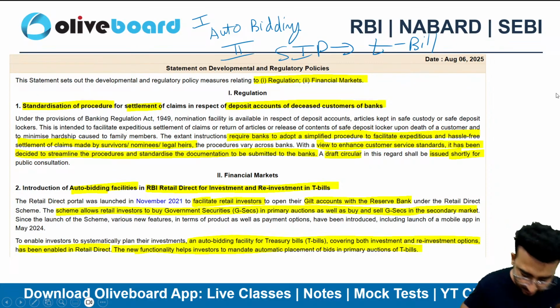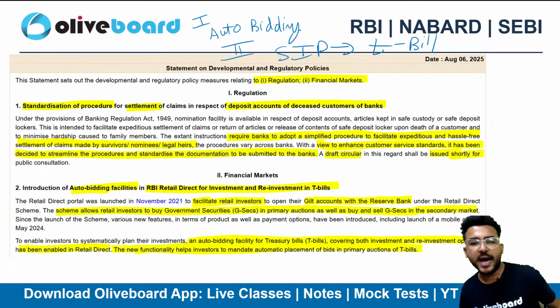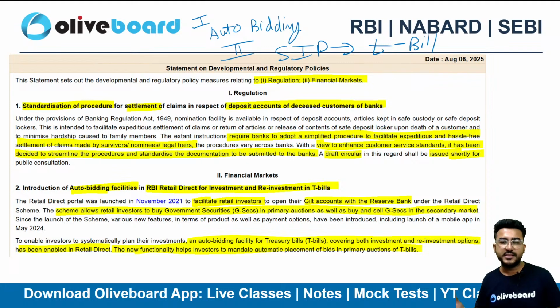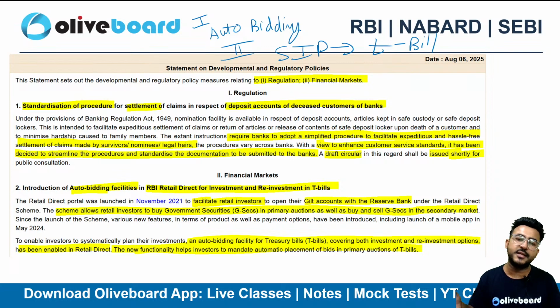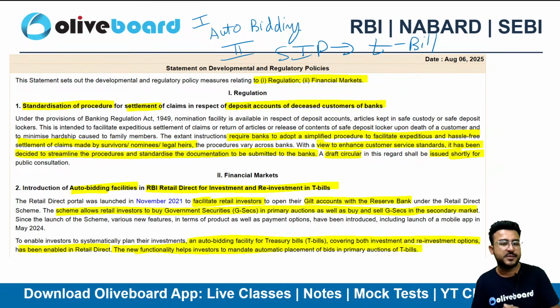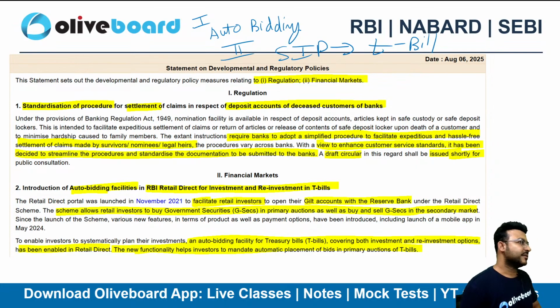Do you guys remember the SIP related news? RBI has permitted SIP investments as well in the treasury bills. So now retailers can do SIPs in the T-bills as well. Why? Just to increase the retailers' participation, because we don't invest in government securities. We invest in mutual funds, but not in government securities. I don't know about the feasibility of this particular SIP option, because it works well in mutual funds. Not sure about the treasury bill.